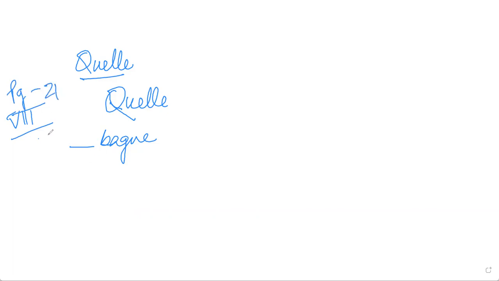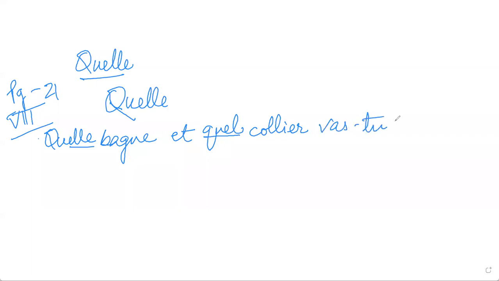So we'll be placing quelle, isn't it? Quelle bague. And then collier. Collier is necklace and is a masculine word. So we'll write quel collier. Quelle bague et quel collier allez-vous acheter? Which ring and which necklace are you going to buy? Got it? Here it is which.